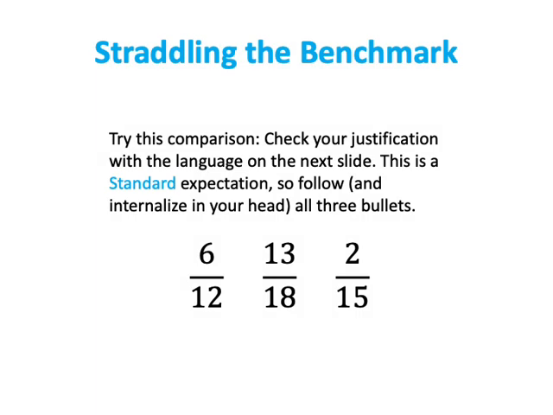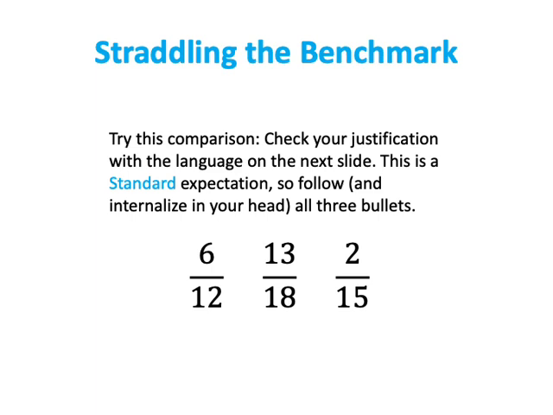Consider the following problem. We want to order these fractions from least to greatest. Notice that one of these fractions is equivalent to 1/2. One of these fractions is less than 1/2, and the other is greater than 1/2. So we're going to call this strategy straddling the benchmark. And in this case, it's straddling the benchmark of 1/2.